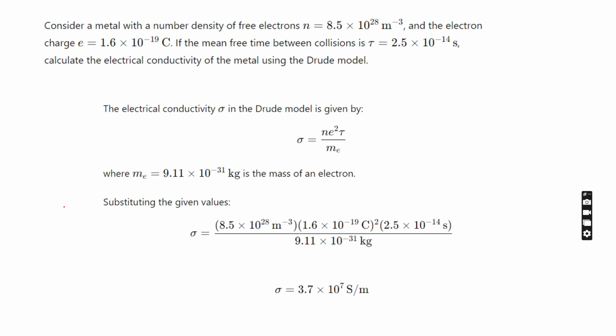So we know the formula, conductivity will be n e square tau by m. Here m is the mass of electron, that is 9.1 into 10 to the power minus 31 kilogram. Substitute those values here. So we will get 8.5 into 10 to the power 28 per meter cube, and 1.6 into 10 to the power minus 19 coulomb square into 2.5 into 10 to the power minus 14 seconds divided by the mass of the electron. Then you will get the conductivity value.